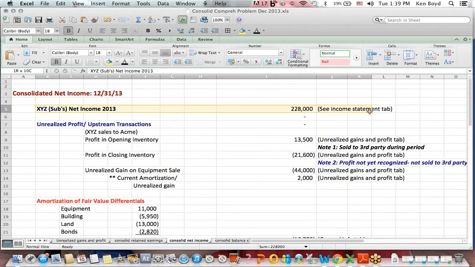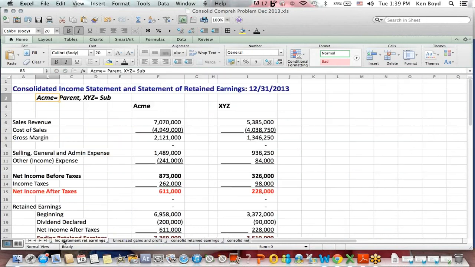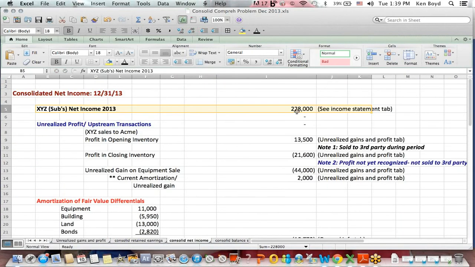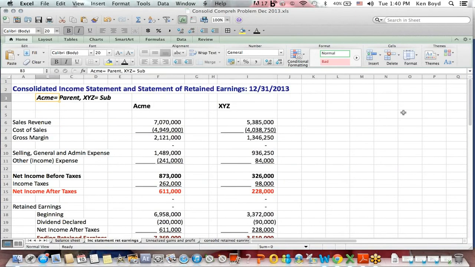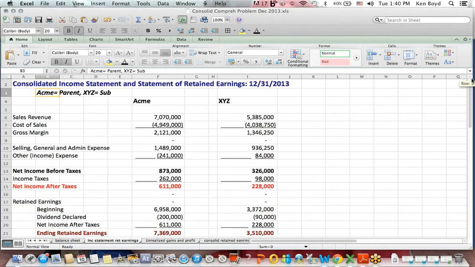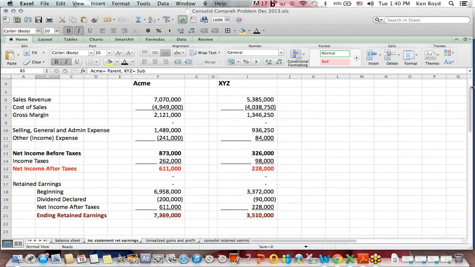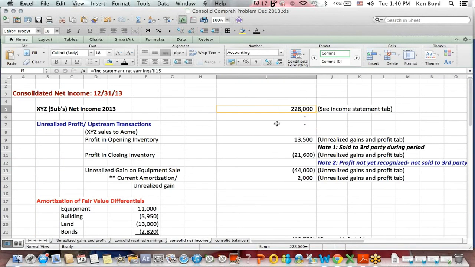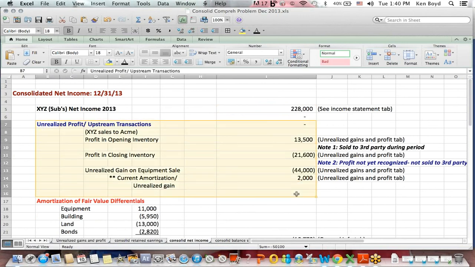We have the sub's net income, which comes straight from the income statement tab. So net income, $228,000. If I look at that cell and I go to income statement retained earnings, and I scroll down to in red where it says net income after taxes, XYZ, there's the $228,000. I then have to make adjustments to that net income for the unrealized profit.